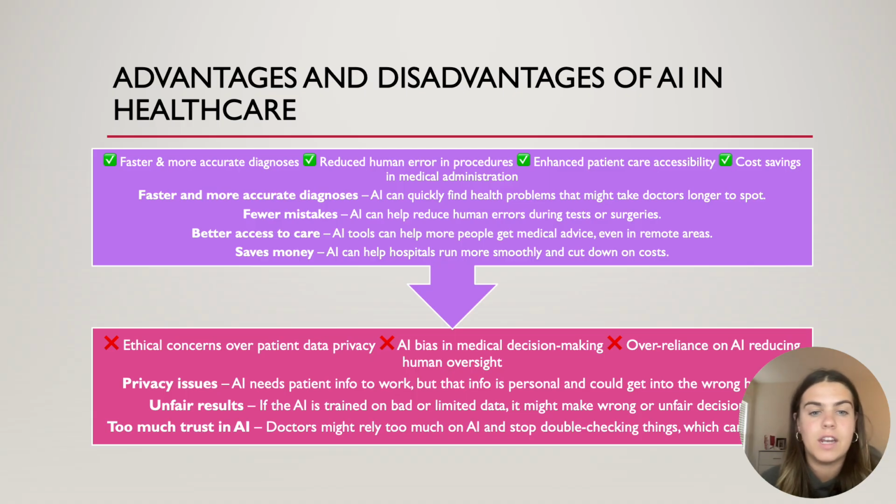My second disadvantage is unfair results. If the AI is trained on bad or limited data, it might make wrong or unfair decisions. So this would have to be a very well-made robot if it's going to be in surgeries, if it's going to be getting a lot of data. It can't be getting it mixed up with other patients and other things that are going on within the hospital. It would have to be really, really good and accurate, because that would end up with unfair results and could cause a lot of issues.